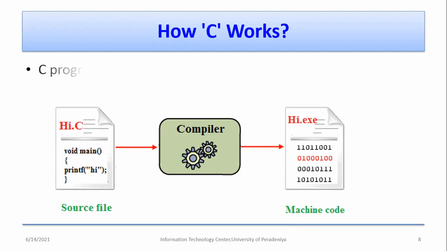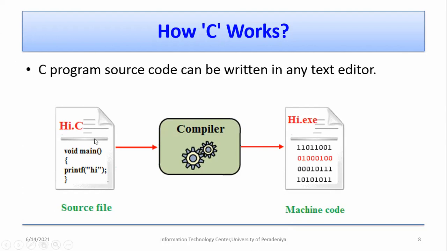So in here we have to use the .c file extension. So that's the source code. The source code has to be compiled using the C compiler. As I told you earlier, in here we use the GCC compiler, all right? So using the C compiler, we have to compile it. Then it will be converted into the machine code like this.